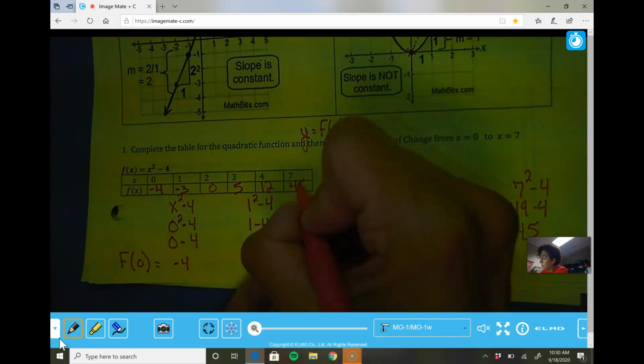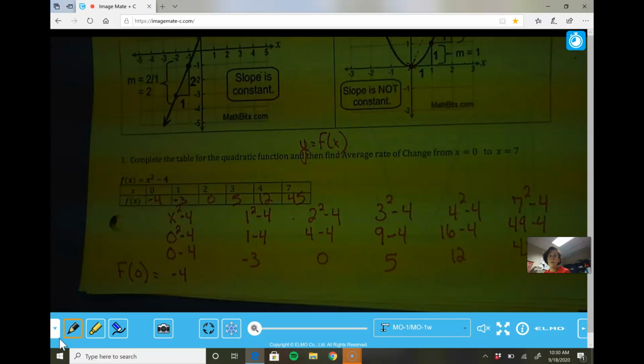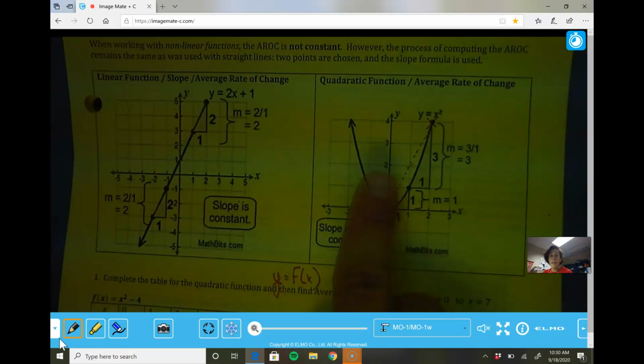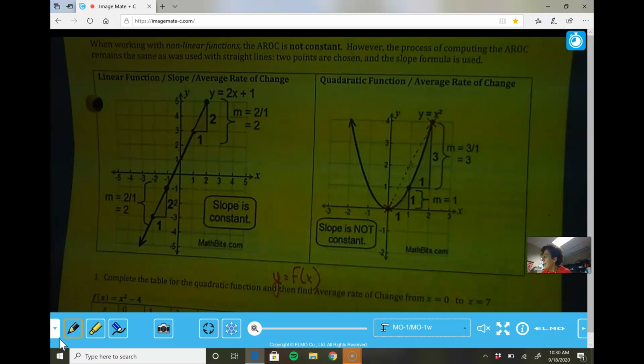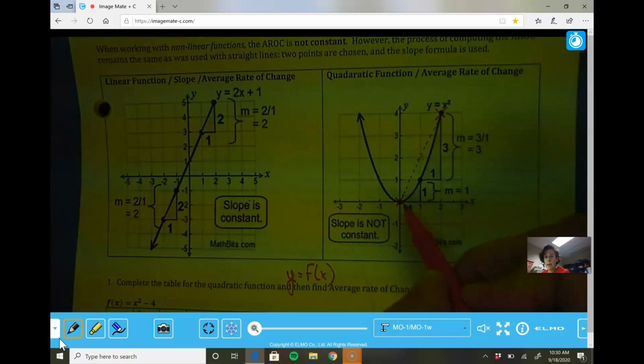All right, what we want to do is to see how this shape has averaged out in a slope. So again, if I graph this, it would be this U shape, and I don't have a straight line where I can just count up, over, up, over, up, over type of thing.